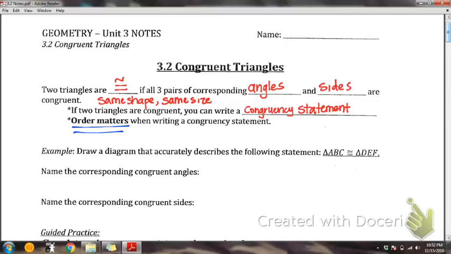So this first example says, draw a diagram that accurately describes the following statement. Triangle ABC is congruent to triangle DEF. So the first thing we need is two triangles. So let's draw triangle ABC, and let's match it over here with triangle DEF.